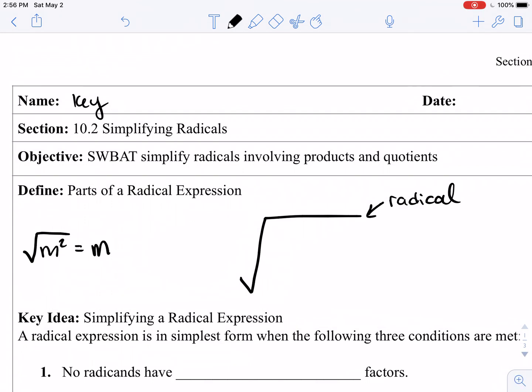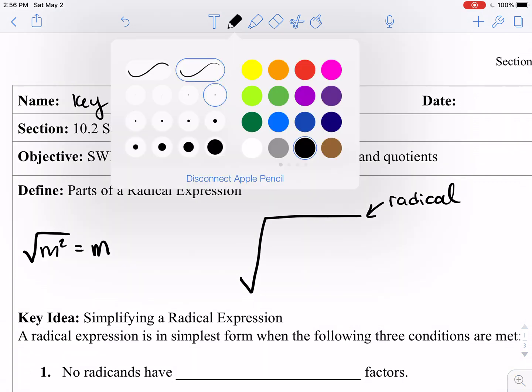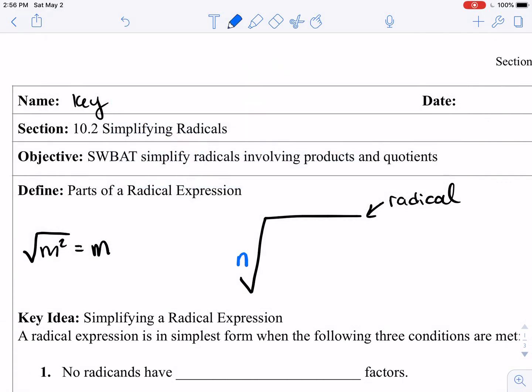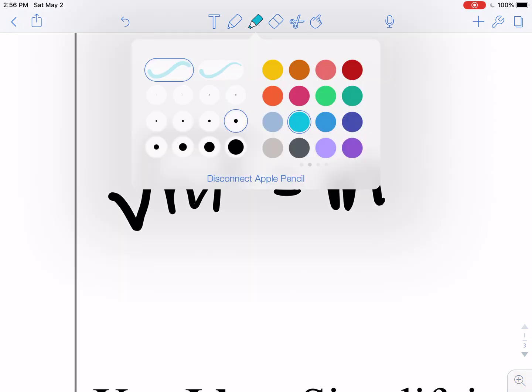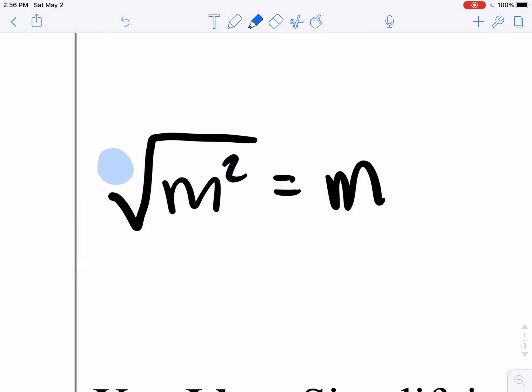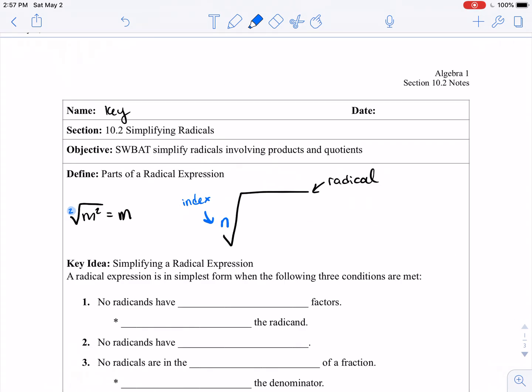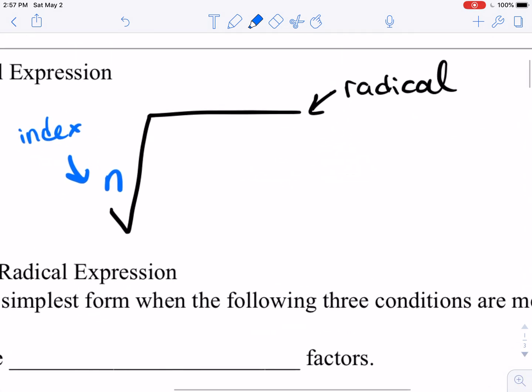So in a radical, you can have an index right here. N is called our index. You'll notice on my expression over here, there is no index. If there's not an index right here, it's implied that the index is 2. So that 2 will undo the 2 on my square. So we've got an index, usually 2. It can be 3, and that's called a cube root.